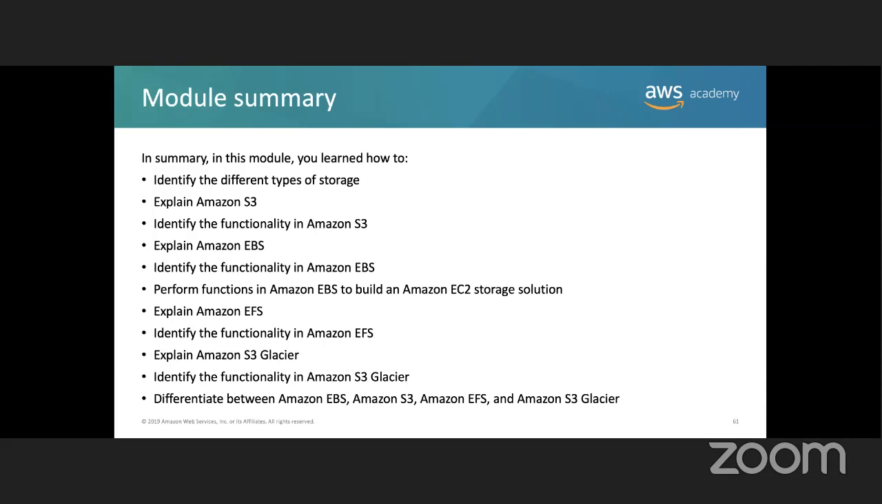Elastic File System. Yep. Is it shared or not shared? Shared. How many availability zones can we have? Three, right? What scale is it? What's the size? Petabyte. Okay, good.